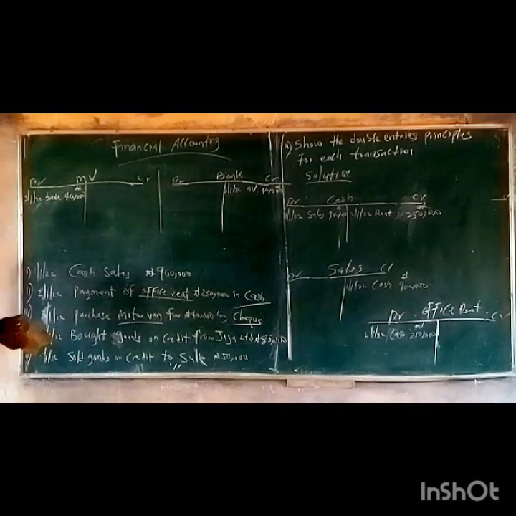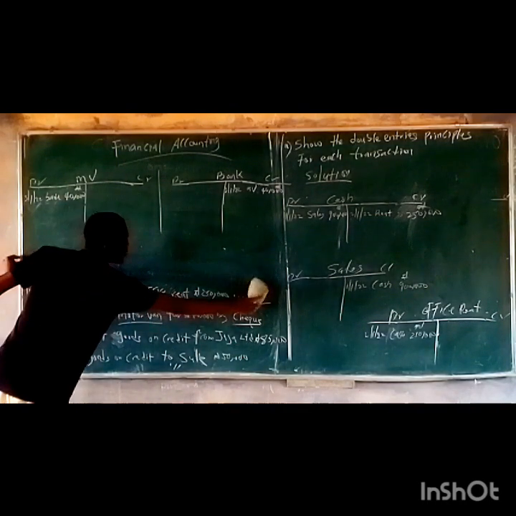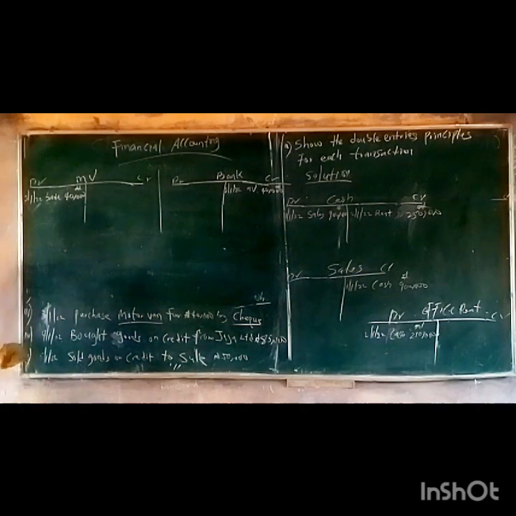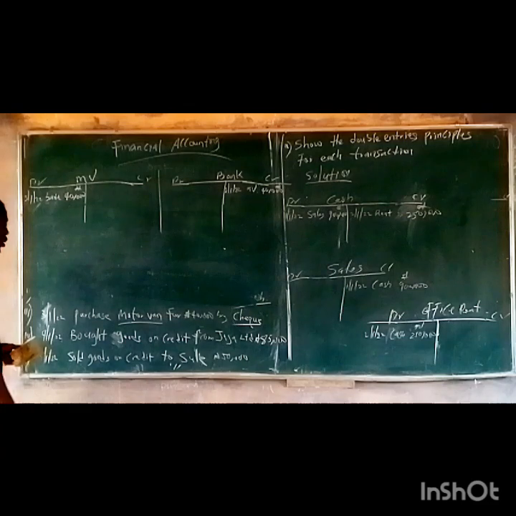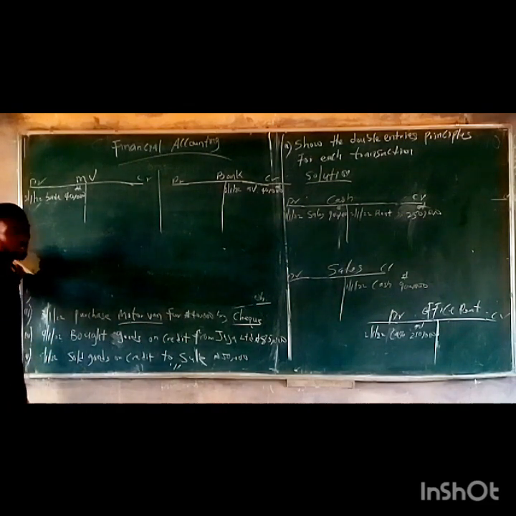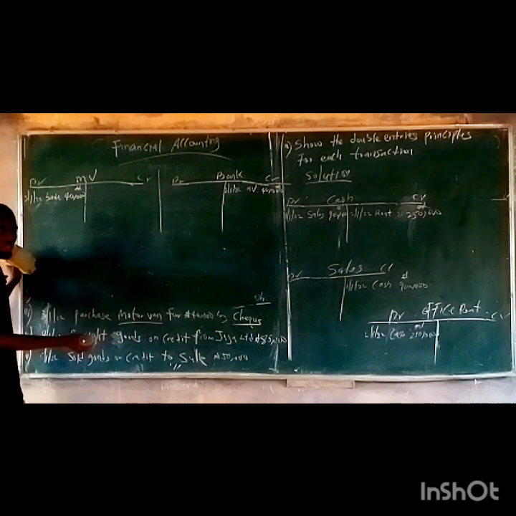Alright. Now, the next one is bought goods. Bought goods on credit from Georgia. Now, in this case, what type of transaction is that? This is called a credit transaction. Why? Because you are buying something on credit. You are not making any payment. No payment is made. So this is a credit transaction. So take note of that.